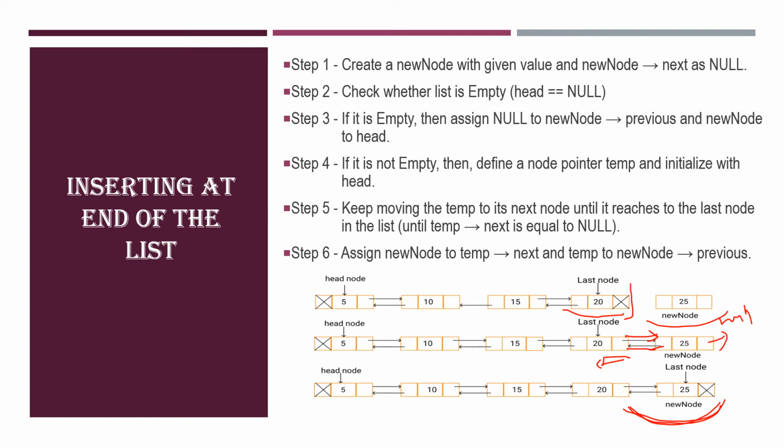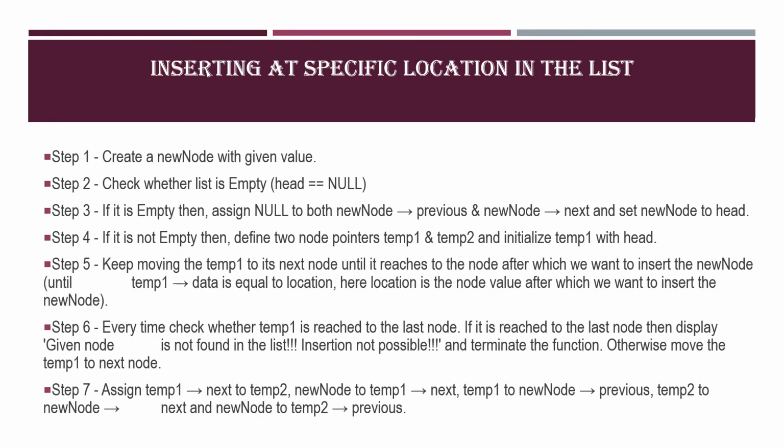For that, we again want to check, before we insert, whether my list is empty or not. Here we proceed with the case where my list is not empty. If it is empty, then it will be the first node as usual. Okay. And next, insertion at a specific location in the list.